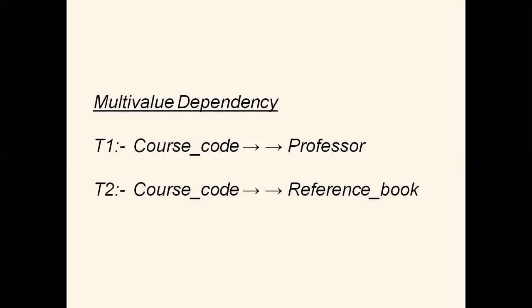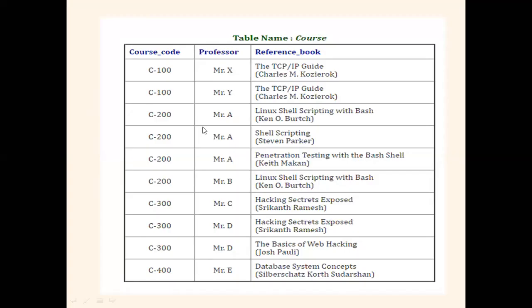So what do we have here? We have a course code that determines the professor because we have a multi-valued dependency.